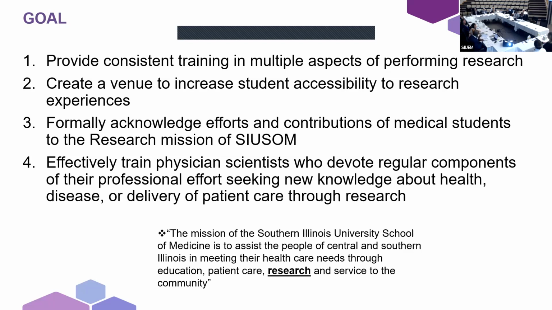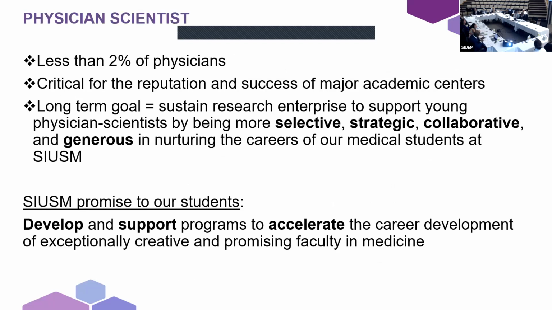And you can see in the time of our pandemic that this was a great time to show just how research and medicine merge. What is a physician scientist? So sadly, less than 2% of physicians actually classify themselves as physician scientists. And there is a huge growth by NIH to increase these numbers through different programs available to physician scientists. This is critical for the reputation and success of academic centers. So what sets SIU apart is that we have merged training of our medical students with providing patient health care, and also merging them with our ongoing research programs.